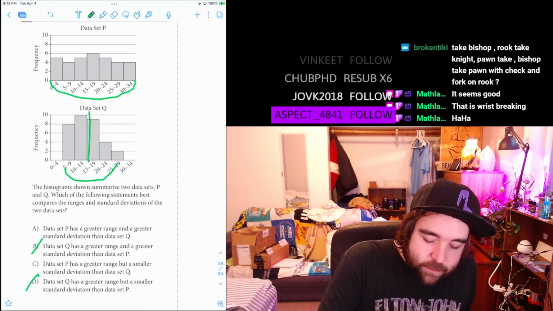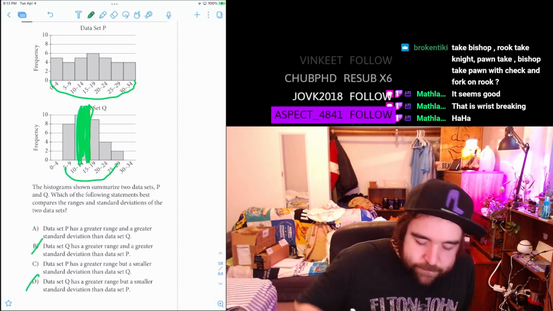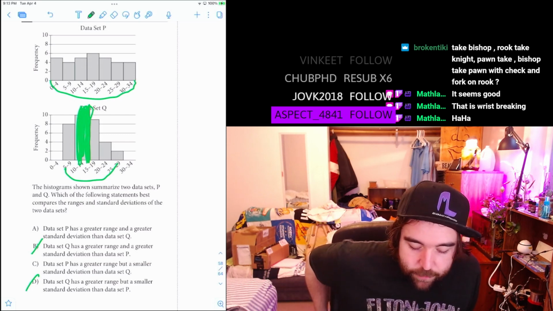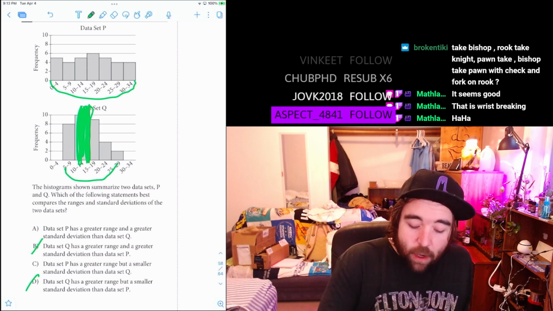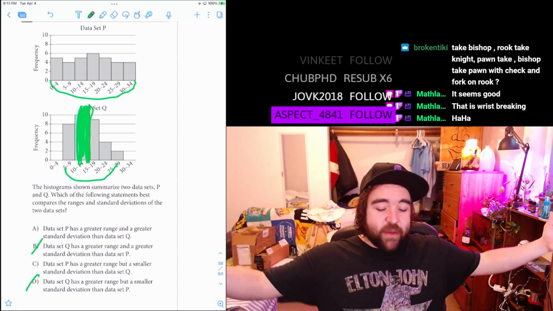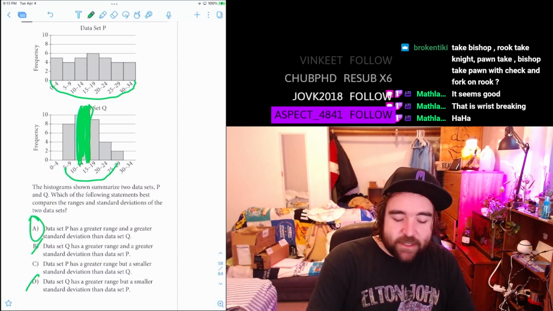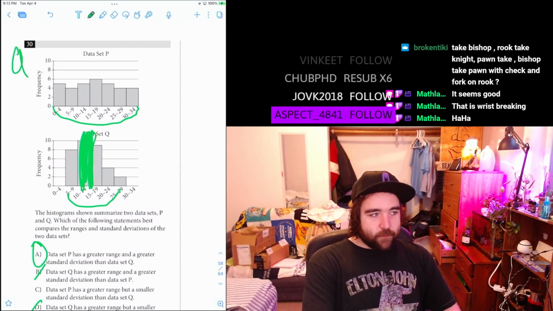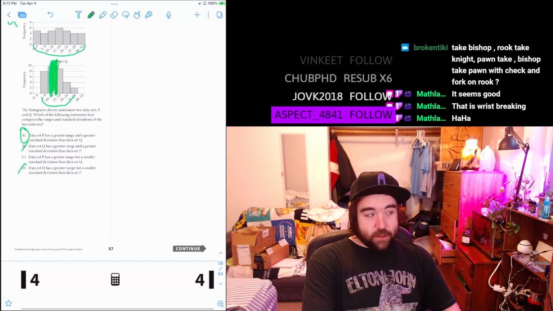I think it's got a greater standard deviation too. Because look at how all of these people, they're kind of humped in the middle. They're all actually right around from like the 10 to 19 age group. Whereas dataset P is all over the place. So dataset P has a bigger deviation. Those points deviate more from each other. And that's all it is.